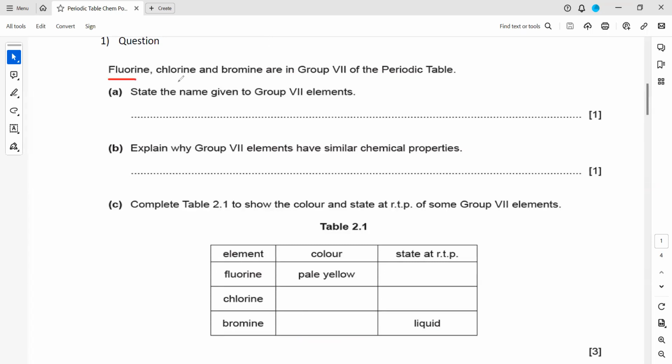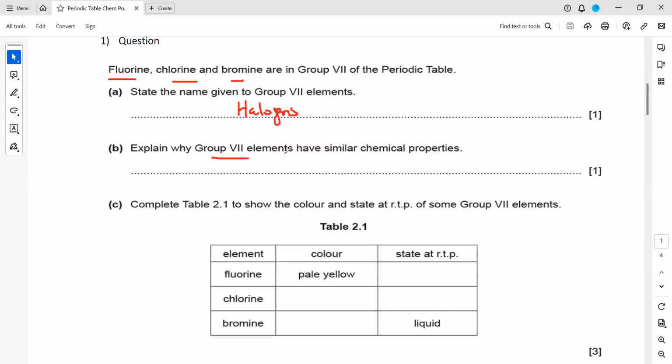we have different halogens. We have fluorine, chlorine, bromine, which are in group 7 of the periodic table. State the name given to group 7 elements. So group 7 elements, we call them halogens. The term halogen means salt former. They form salt, that's why we call them halogens.